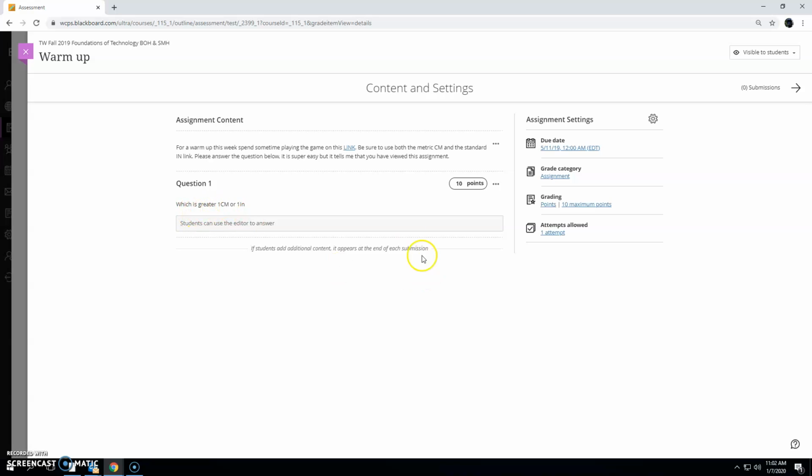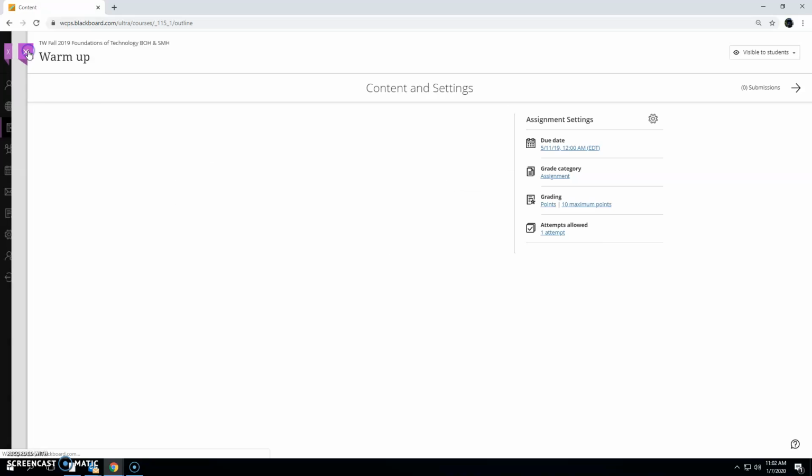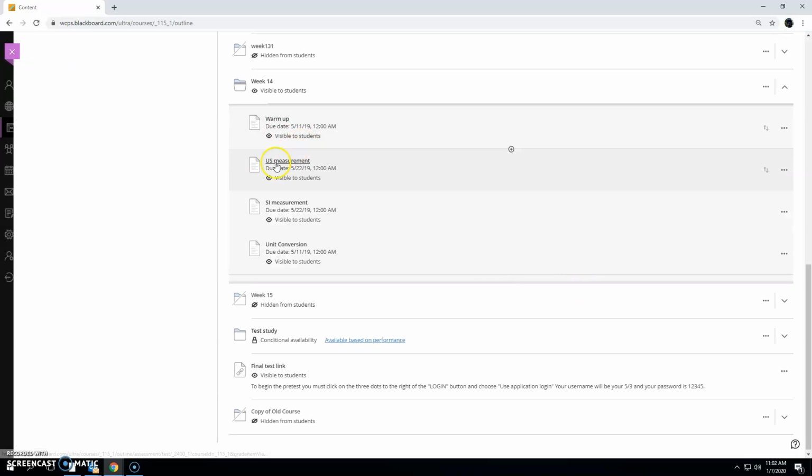Which is greater, an inch or a centimeter? So that's a pretty basic question. I'm not going to give you the answer to it. You guys figure that out on your own. So the whole thing here that I want to convey is that there's really two systems of measurement. That's US measurement and that's SI or metric measurement. Let's take a look at the assignment called US measurement first.